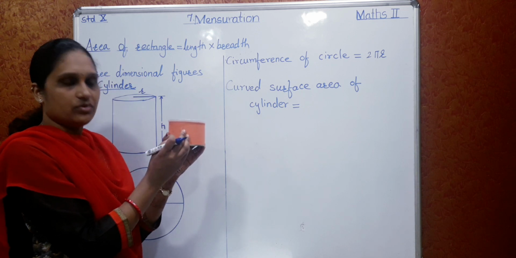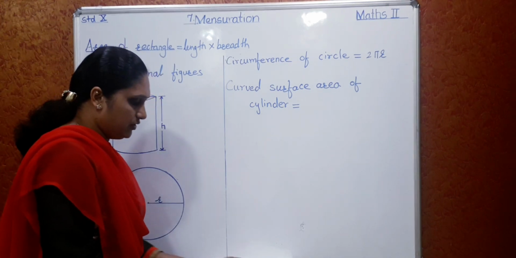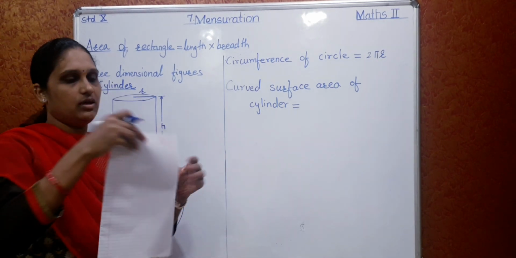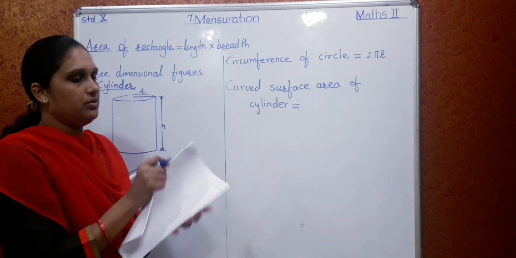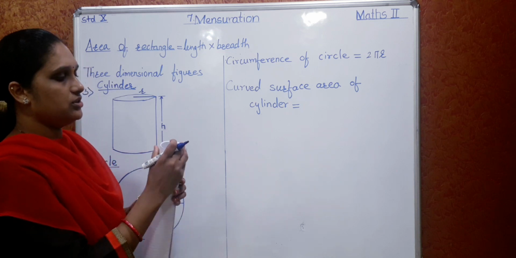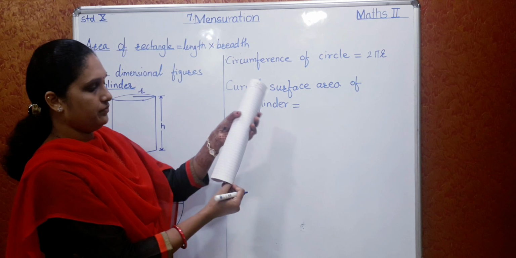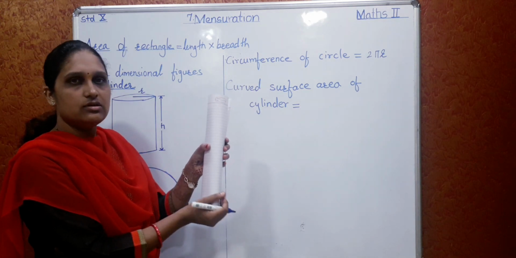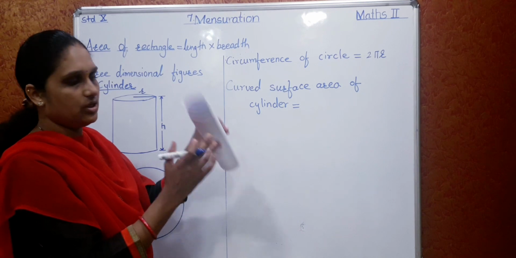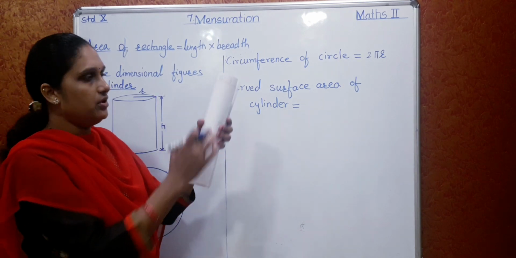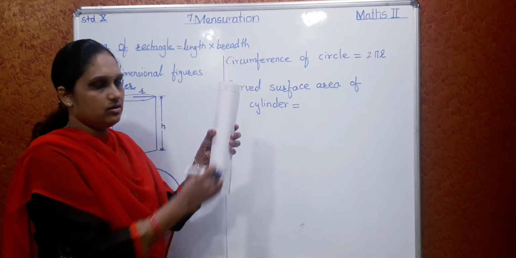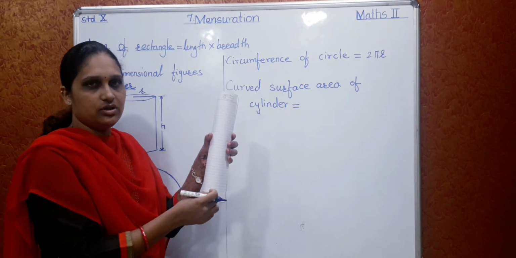For this, we will do one experiment. See now, what shape is this? A rectangular shape. Now, if I fold it like this, what shape do I get? This is a cylinder. Again, in the cylinder, here a circular shape, here a circular shape, and here is the height of the cylinder. This is called the height of the cylinder.